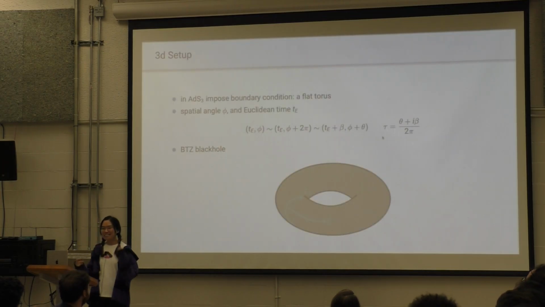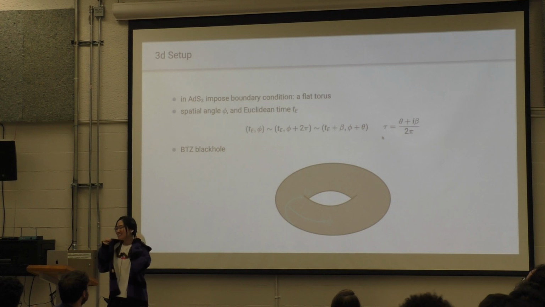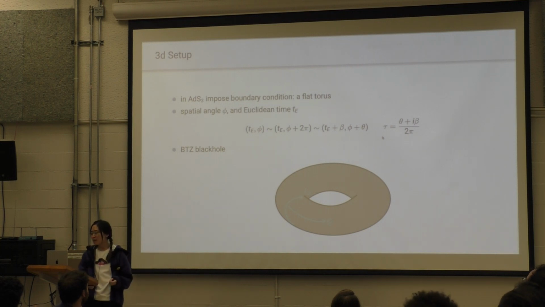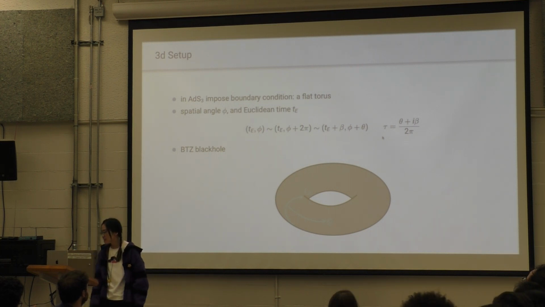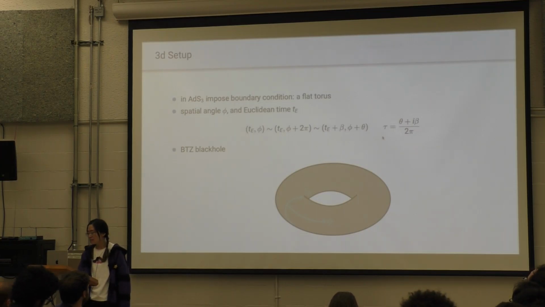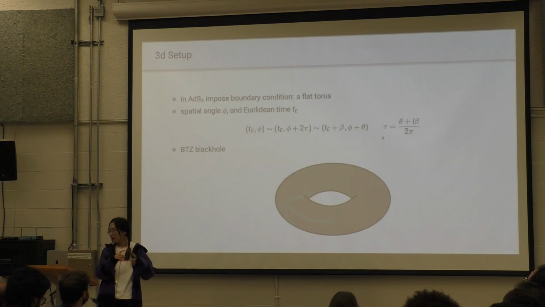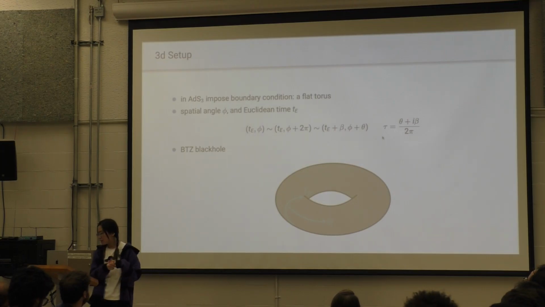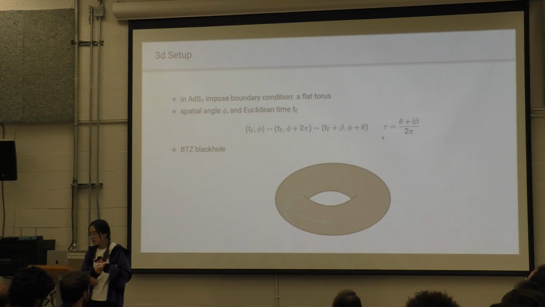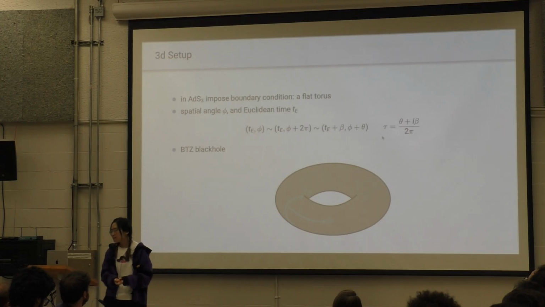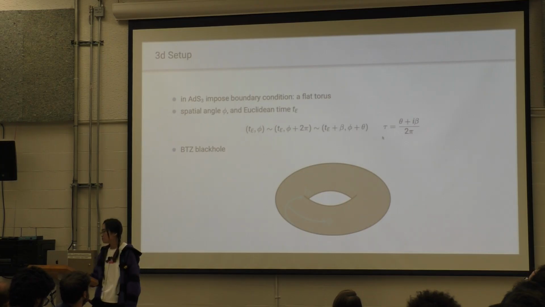Okay, so what is the setup? In AdS3, we impose a boundary condition which is a flat torus. The imaginary time circle t_E, this is the contractible circle, is of length theta, and then the spatial circle with parameter phi is of length theta. And then we get the BTZ black hole by filling in this torus, so it becomes a solid torus.